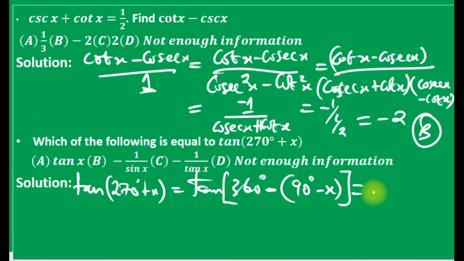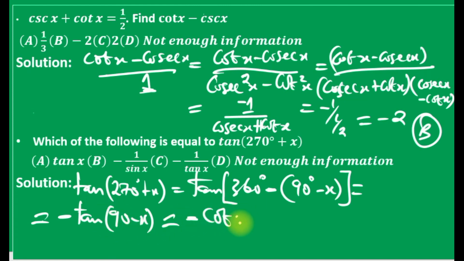So this is the same thing as minus tan 90 minus x. Because we know that in the fourth quadrant, tan is negative. Again, tan 90 minus x from our cofunction or complementary identity is cot x. So this is cot x. Okay, there is no cot x in the options. Again, cot is 1 over tan. So this is 1 over tan x. So the answer is C.